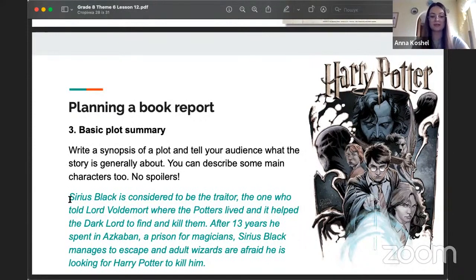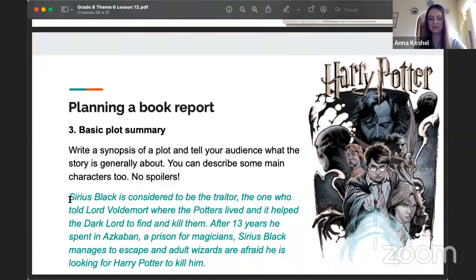So here is a good example of this paragraph of basic plot summary. Sirius Black is considered to be the traitor, the one who told Lord Voldemort where the Potters lived, and it helped the Dark Lord to find and kill them. After 13 years he spent in Azkaban, a prison for magicians, Sirius Black manages to escape, and adult wizards are afraid he's looking for Harry Potter to kill him.